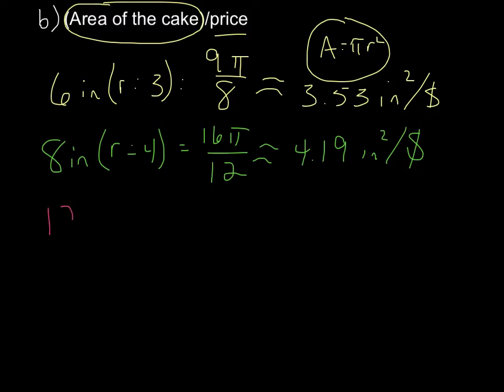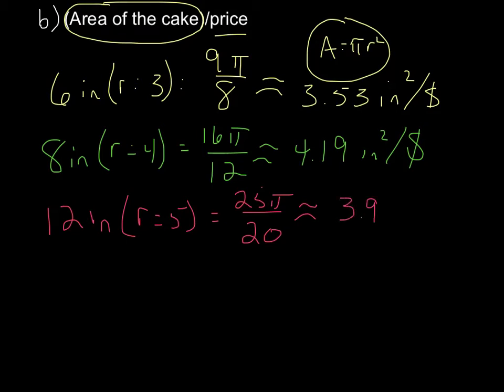And finally, the 12-inch cheesecake, where r is 5, 25 pi. That cheesecake costs $20. Well, when you divide that, you only get 3.93 square inches per dollar.